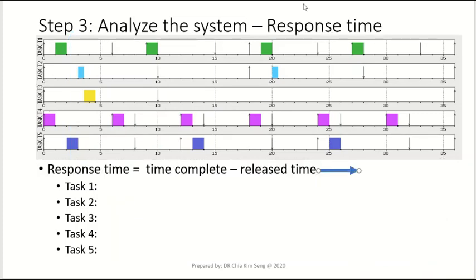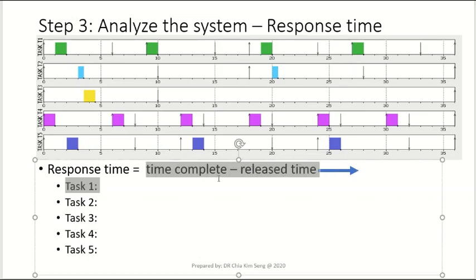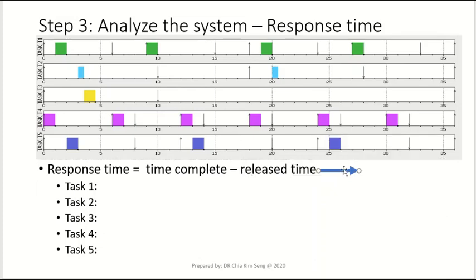Next, the analysis is about the response time. In total, how long the task needs to respond or to be completed. Basically, it's the time complete minus the release time. For example, task 1, the release time is time 0. The time complete is when it completes all of its CPU time. Basically we know that is 2 millisecond.